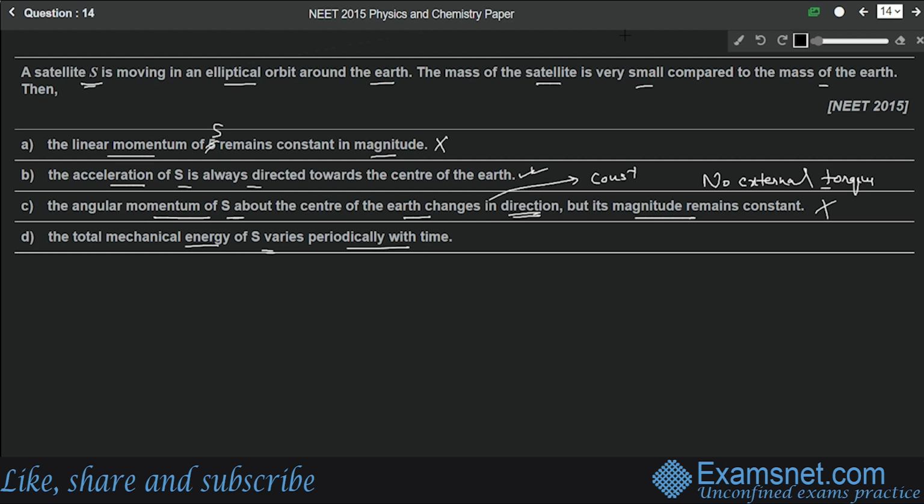Again, there is no external force. So due to the conservation of energy, the total mechanical energy of the satellite will remain constant. It will not vary periodically with time. So out of the four statements, only the second statement is correct. So option B will be the correct answer.